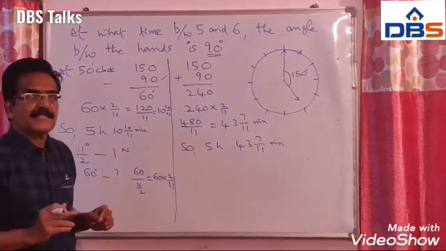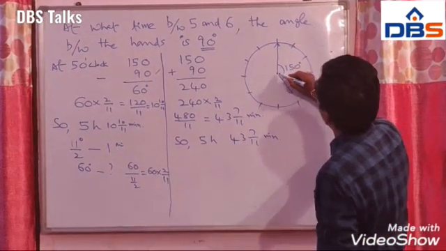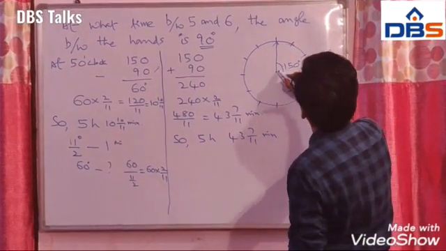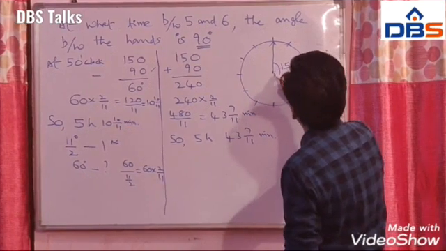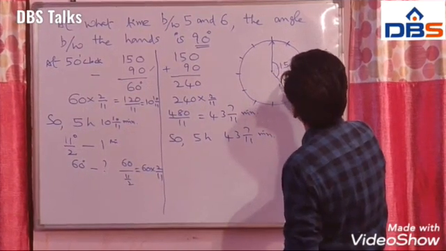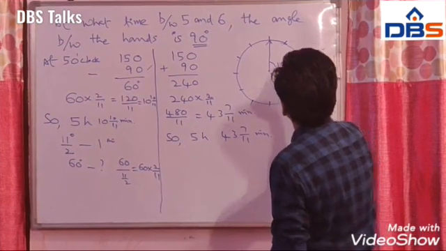Let us consider one more example. See, 5, 10, 10 by 11 means here, roughly this, and our hand will come to slightly here. So the angle will be 90 degrees.